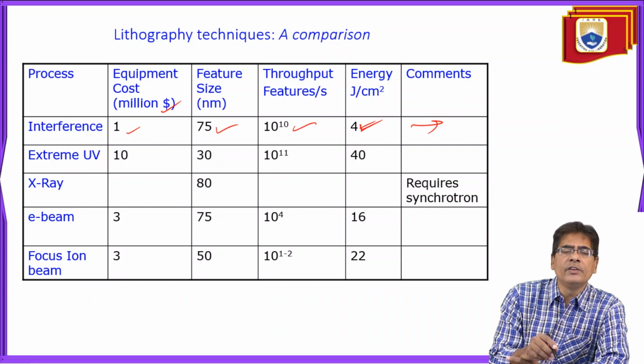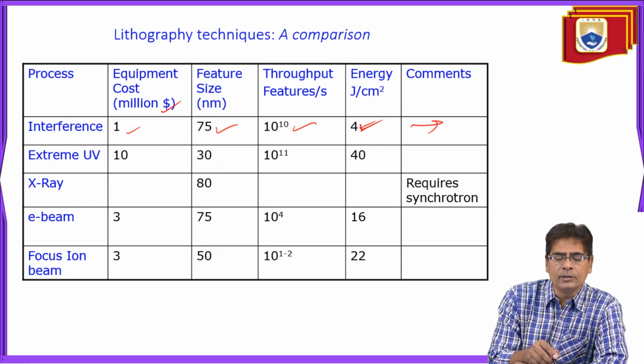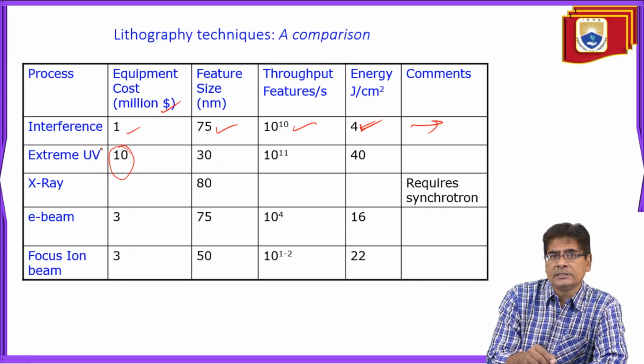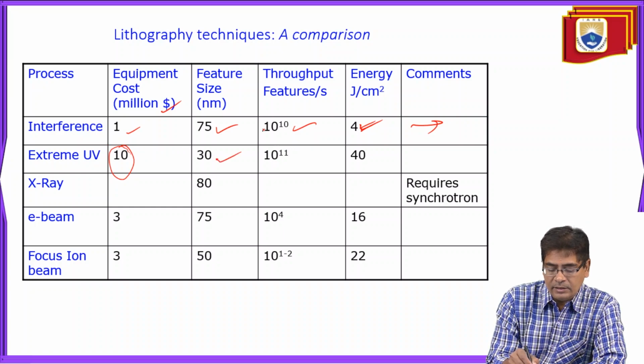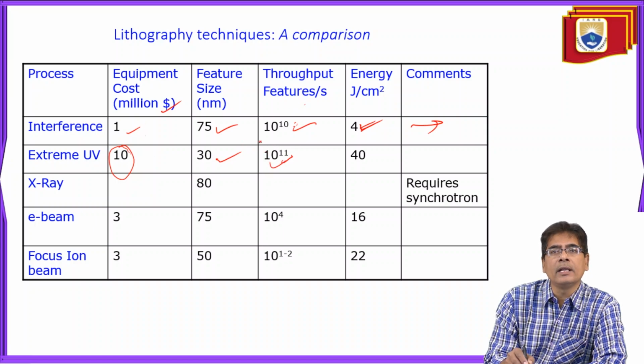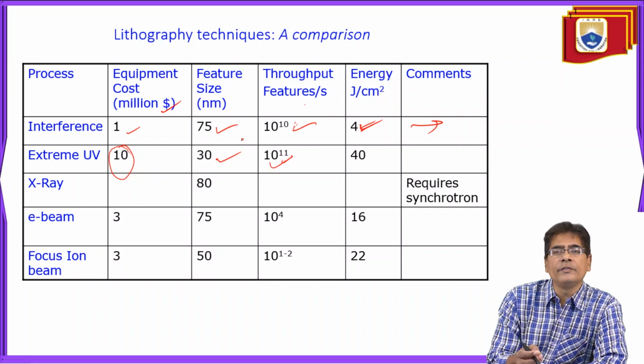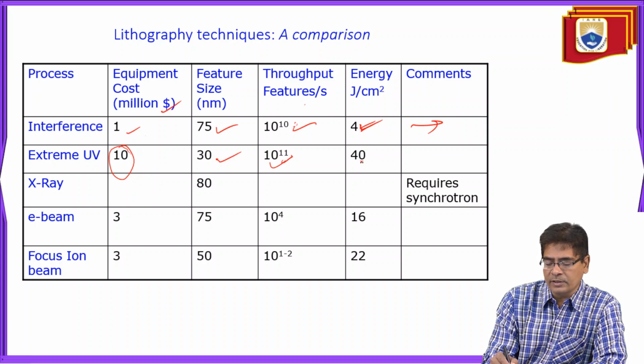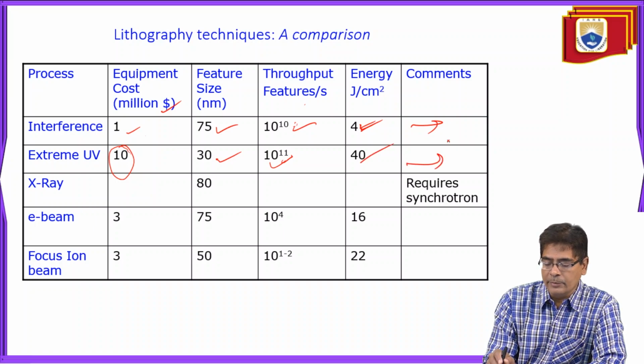Here we see the extreme ultraviolet lithography. The equipment cost is around $10 million, and the feature size is much smaller, around 35 nanometers. The throughput is 10 power 11, which is more compared to 10 power 10 for interference lithography. The energy consumed is 40 joules per centimeter square. There are no comments here.